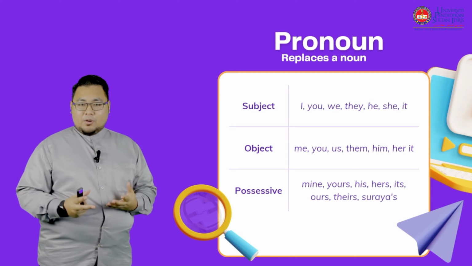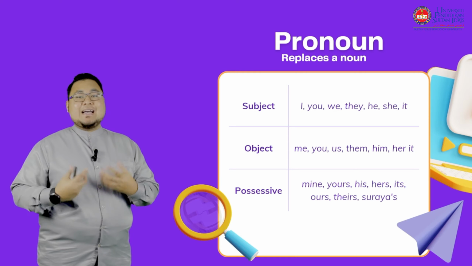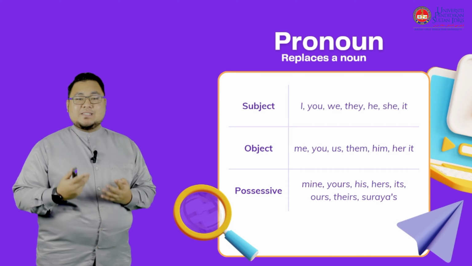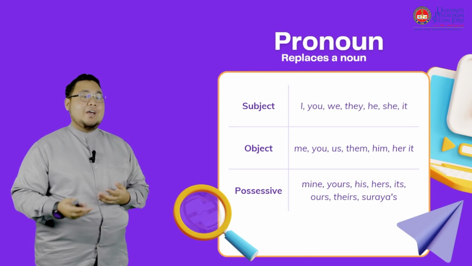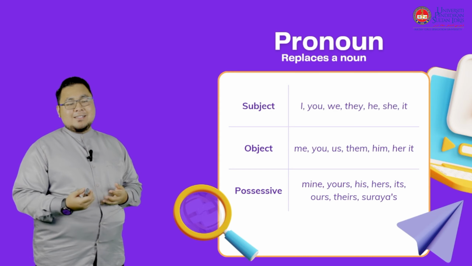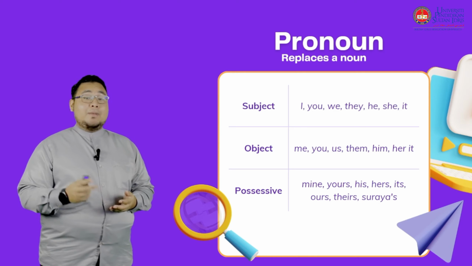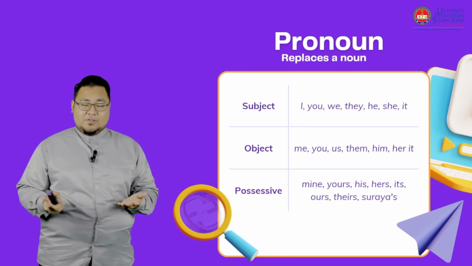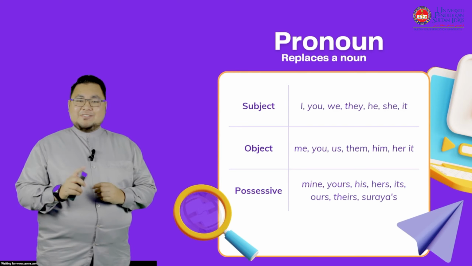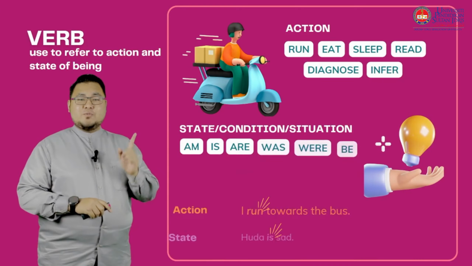The other type of pronouns you can use is to show possession. Something belongs to someone. This is what we call possessive pronoun. Example, we have mine, yours, his, hers, its, ours, theirs, or name plus apostrophe s. For example, Suraya's, Hilmi's, Jack's. Alright, so that's pronoun. Let's move on to the next one, which is verb.